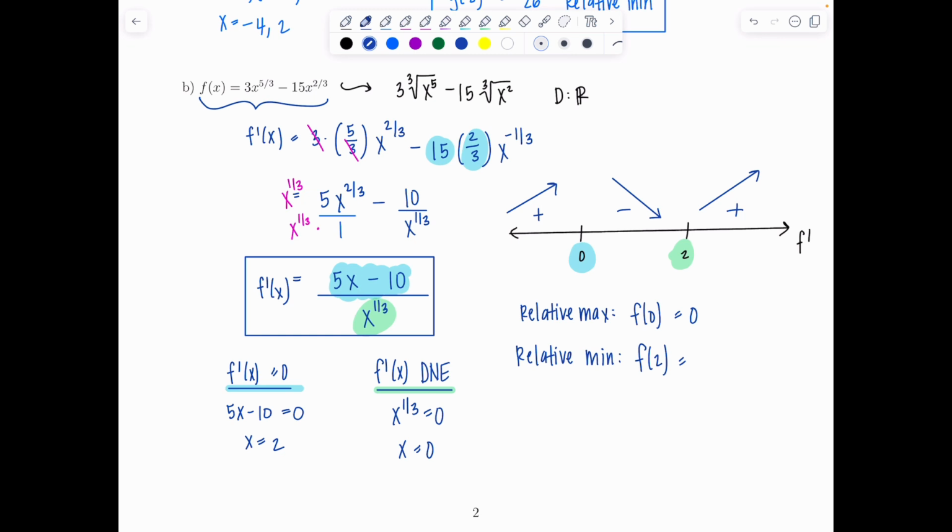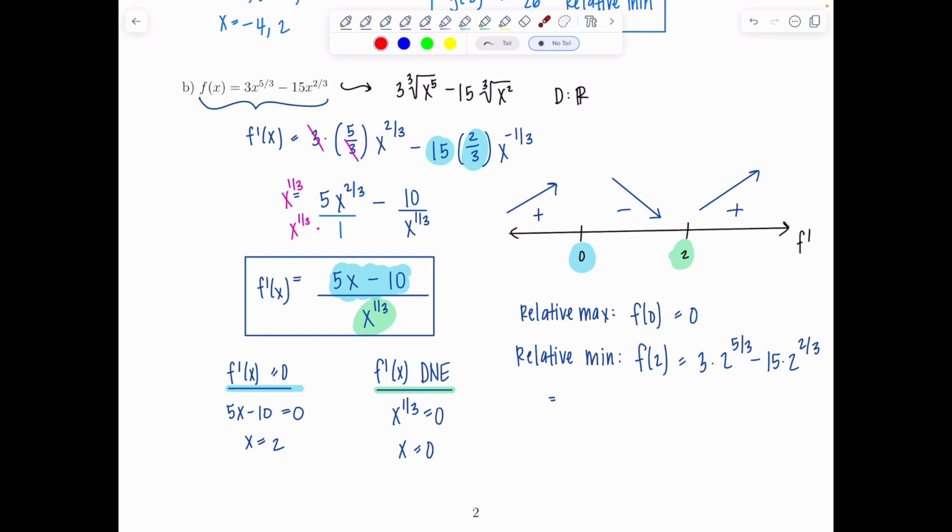Now this one's not coming out so nice. So 3 times 2 to the 5/3 minus 15 times 2 to the 2/3. This is kind of nasty. If you want to clean it up and write an exact answer, I'll show you what to do, but probably you won't have to do that in your class. You could just punch that in your calculator and give a decimal so that you would know how to graph it, because that's where this is all going in just a moment. Not today, but soon.